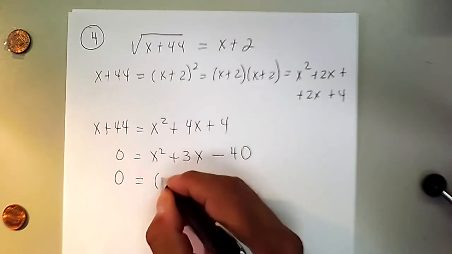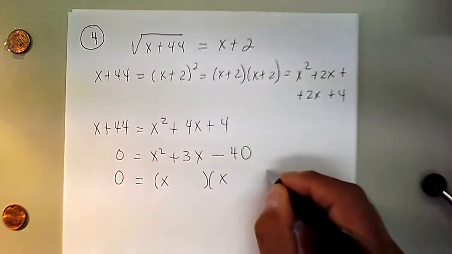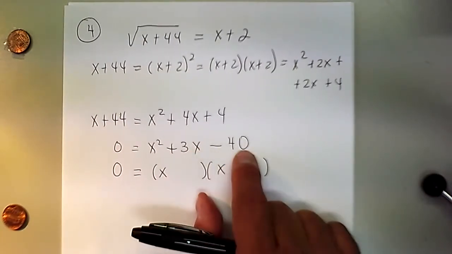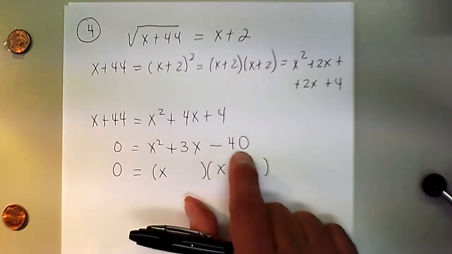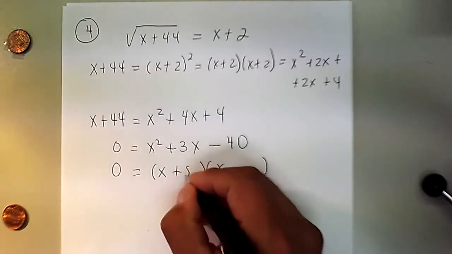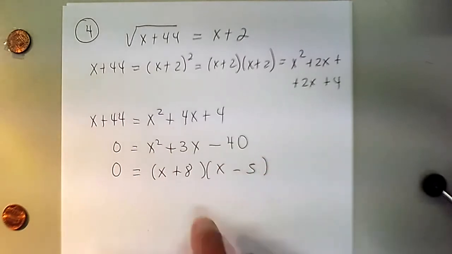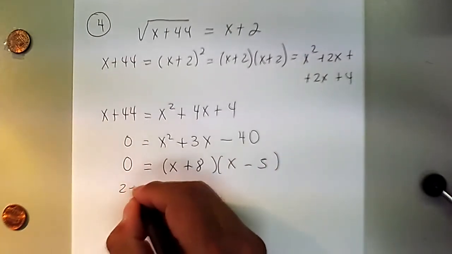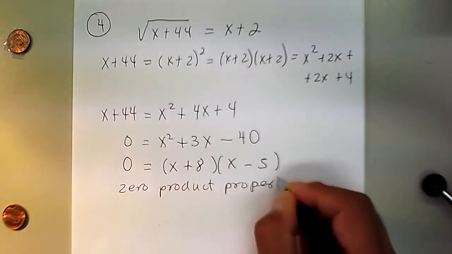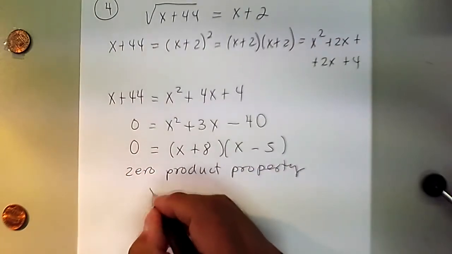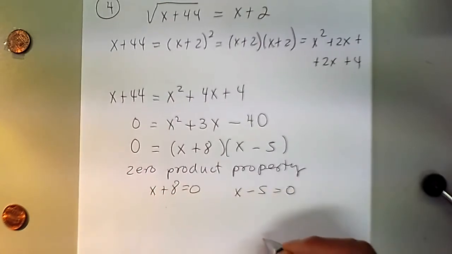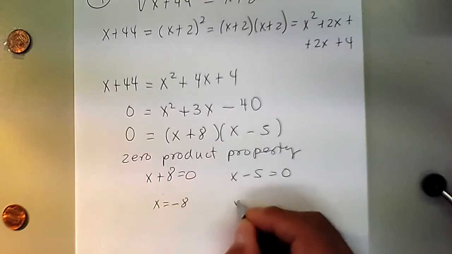All right, so we factor this out. x and something, x and something for 40. 10 times 4, we would need the 3. 20 times 2, nope. 5 and 8. Oh, 5 and 8 will do. Plus 8, minus 5. Yep. So by the zero product property, x plus 8 could be 0, or x minus 5 could be 0. So x equals negative 8 or x equals 5.